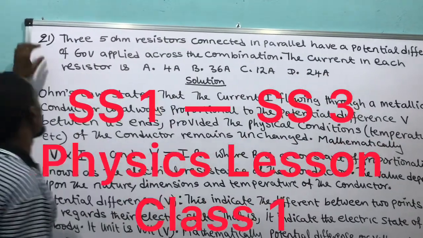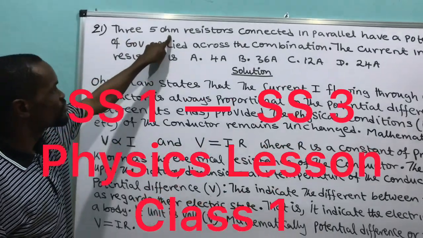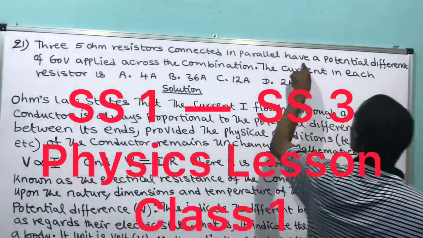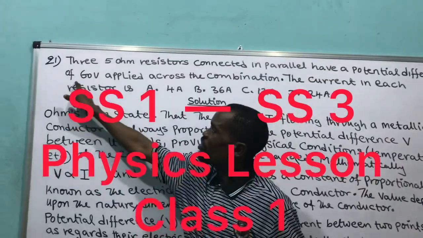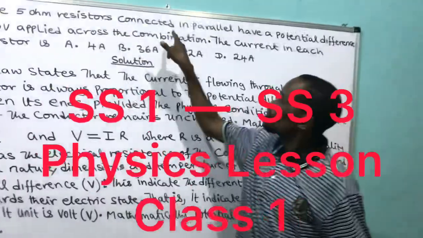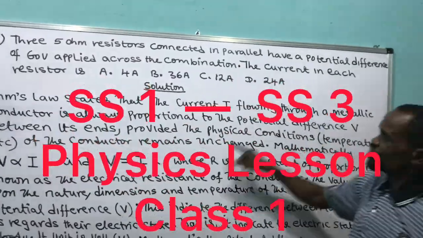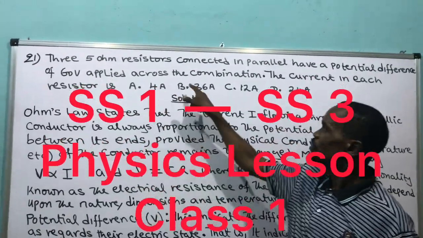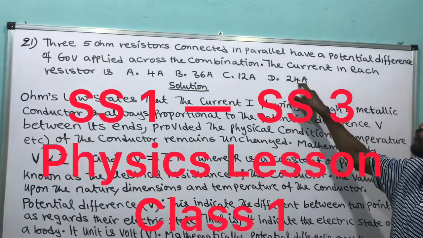Question number 1. Three 5 ohm resistors connected in parallel have a potential difference of 60 volts applied across the combination. The current in each resistor is: A, 4 amp; B, 36 amp; C, 12 amp; D, 24 amp.